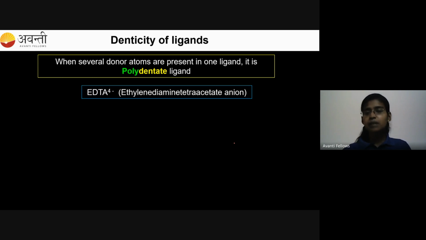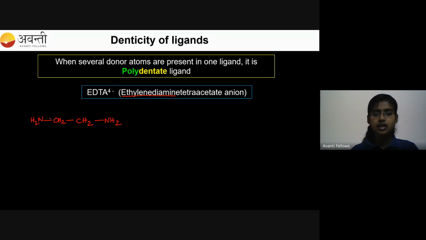The very important example for polydentate ligand is EDTA4-, which is called ethylene diamine tetraacetate ion. So what can be the structure of this molecule? We have ethylene diamine. First write the ethylene diamine. It is CH2, CH2 and NH2, NH2, right? So this is ethylene diamine.